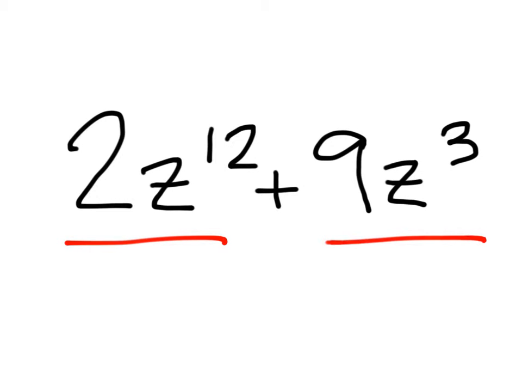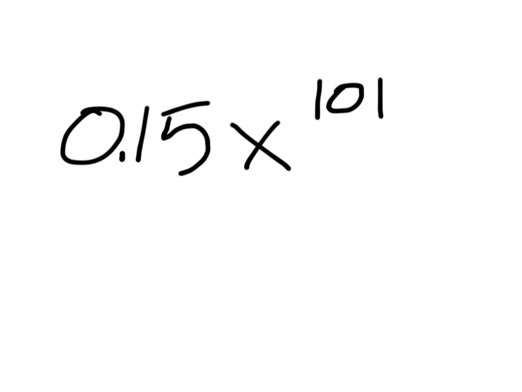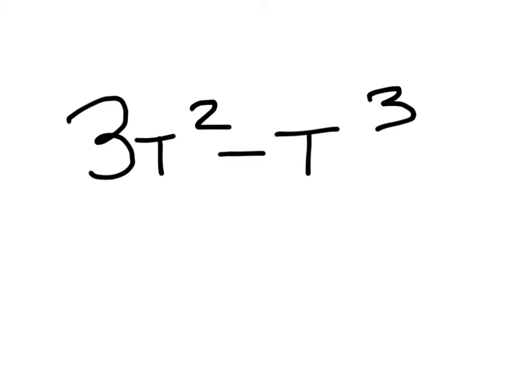This one has two terms, 2z to the 12th plus 9z to the third. You have two terms separated by a plus. That separates them. So this is a polynomial. 0.15 x to the 101st power. That's a monomial, but it's also a polynomial. 3t squared minus t to the third, polynomial only. It cannot be a monomial because it has two terms separated by a subtraction.